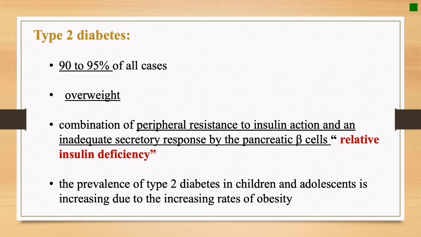Type 2 diabetes. Approximately 90 to 95% of diabetic patients have type 2 diabetes, and many of them are overweight. Type 2 is caused by a combination of peripheral resistance to insulin action on the one hand and an inadequate secretory response by the pancreatic beta cells, which we call relative insulin deficiency, on the other. Although classically this condition is considered an adult-onset disease, the prevalence of type 2 diabetes in children and adolescents is increasing, due to the increasing rates of obesity in these age groups.